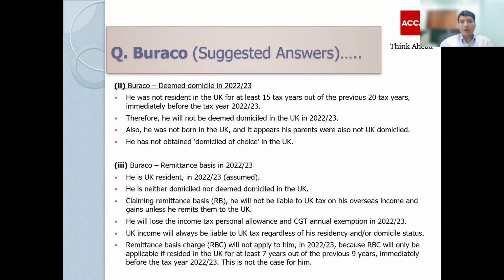The fifth one is the requirement obviously there. Remittance basis charge will not apply to him in 2023 because RBC will be applicable only if resided 7 out of 9, and this is not the case. The last point is the requirement. Obviously, this will give you 1. So here in the third part, the last point, you always need to put it there, 1 mark. And if you look at there, the third and the fourth, this point will give you 1 mark. And there is your 3 marks. So you do have that 3 marks.